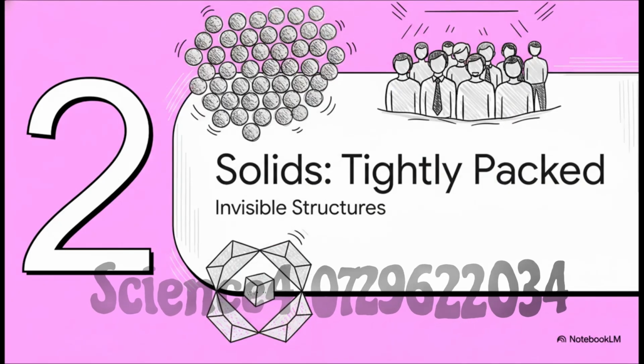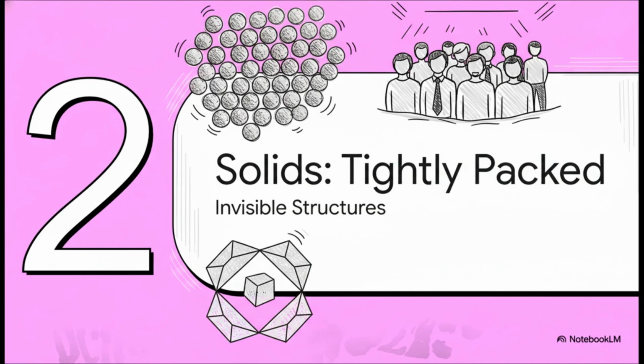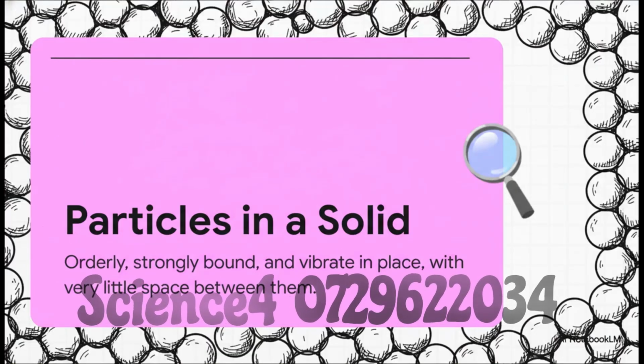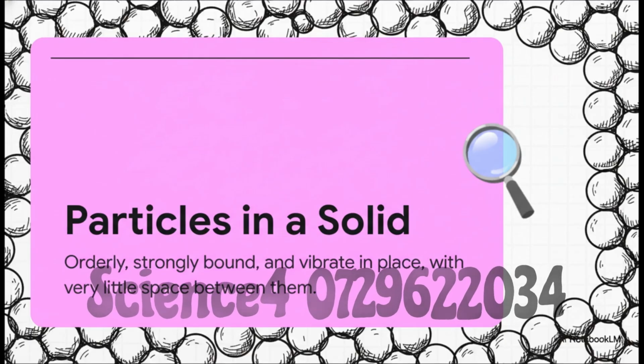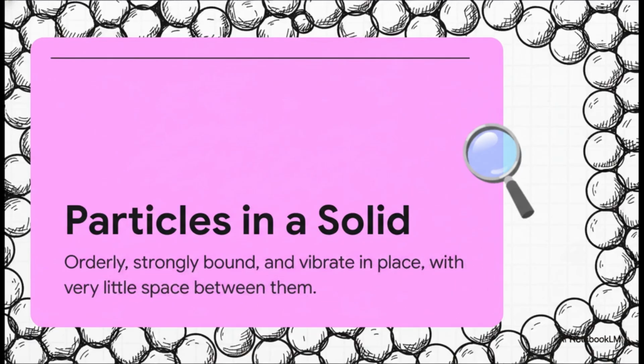Okay, so if everything's made of these tiny particles, how can we get solids and liquids and gases? What's the deal? Well, it all comes down to how those particles are arranged. So let's start with solids. Think of the particles in a solid like a perfectly organized crowd of people packed in shoulder to shoulder. In a solid, the particles are locked into this really neat, orderly pattern. The bonds holding them together are incredibly strong. They can't just wander off, but they're not totally still either. They're always vibrating, just a little bit, right in their spot. And as you can see, there's hardly any empty space between them.